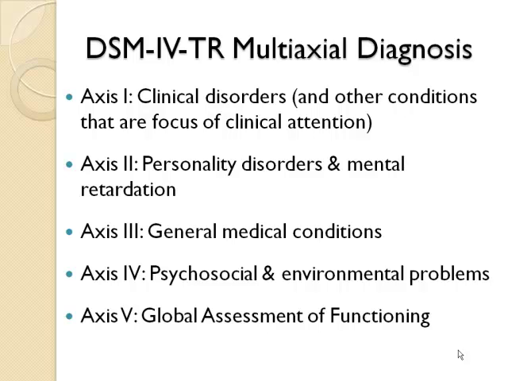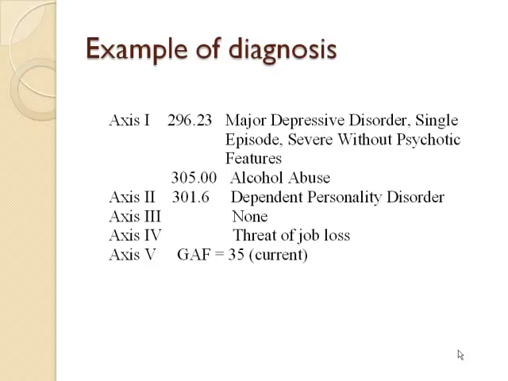One other thing about the multi-axial diagnosis: for Axes 1 through 3, there are numerical codes that you provide in addition to the textual description, and you always list those, and that's helpful for a variety of record-keeping reasons. An example of what it might look like if someone has 2 Axis 1 disorders: 296.23, and usually the decimals differentiate between different specifiers or subtypes.